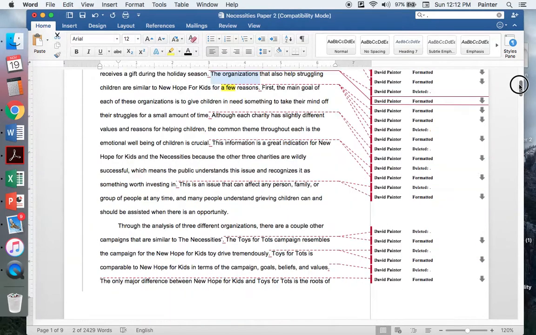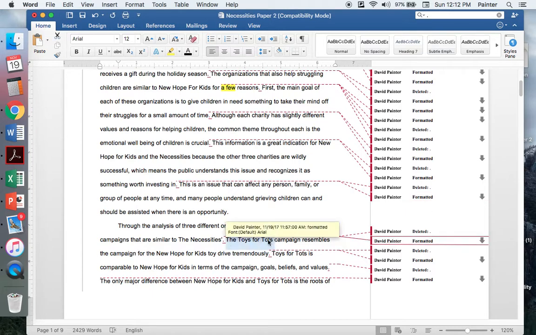So when we come down to the next paragraph, you talk about, through the analysis of 3 different organizations, well, we still don't know what these organizations are. You haven't named them yet. There are a couple other campaigns that are similar. Well, what campaigns and what organizations are you talking about?